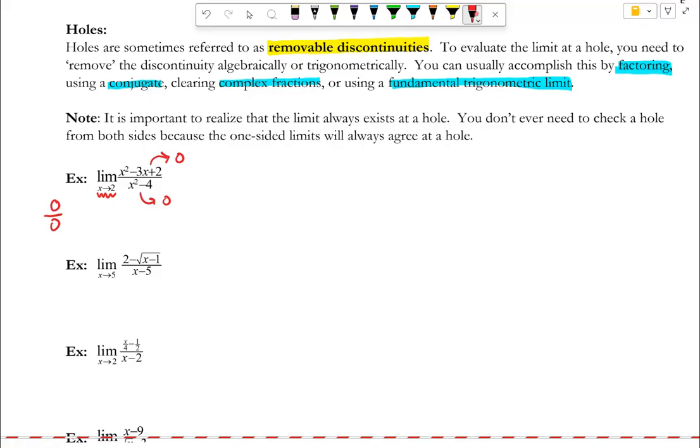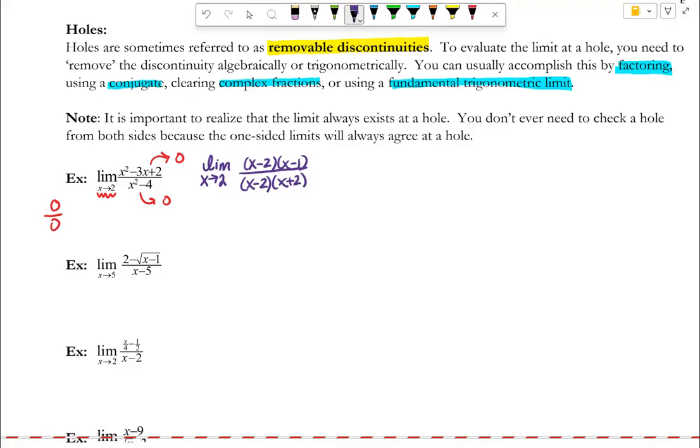So I'm going to factor this, and we want to be really careful with our notation here. I'm going to rewrite the limit notation each time. So our limit as x approaches 2, I'm going to go ahead and write this in factored form. So let's see, our numerator becomes x minus 2 times x minus 1. Our denominator, we could factor that like a difference of squares. So x minus 2 times x plus 2.